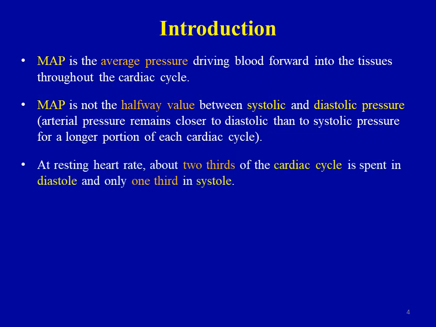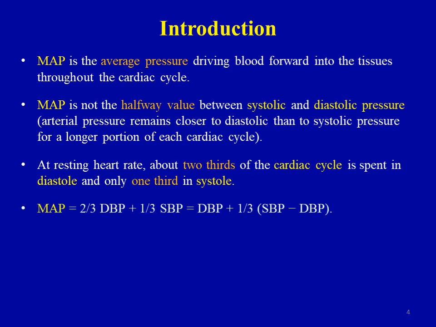At resting heart rate, we know very well that 2/3 of the cardiac cycle is spent in diastole and only 1/3 is spent in systole. So again, I repeat, at rest, 2/3 of the cardiac cycle is spent in diastole and only 1/3 in systole, because 1/3 of the cardiac cycle duration is systole and the other 2/3 are diastole, which is a passive process.